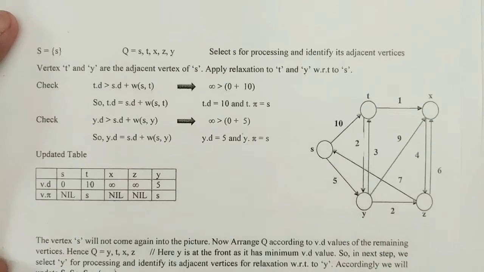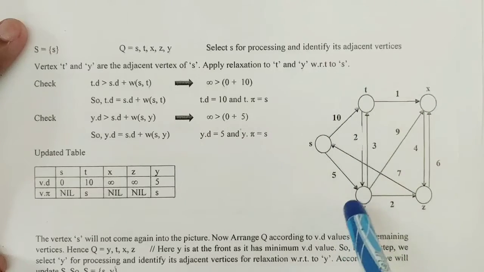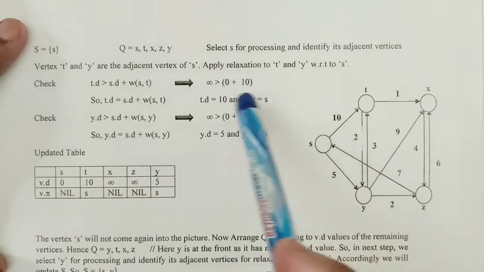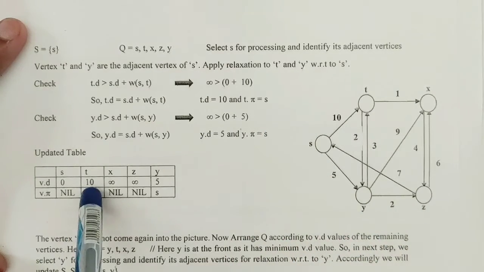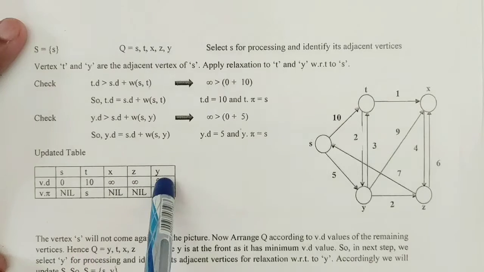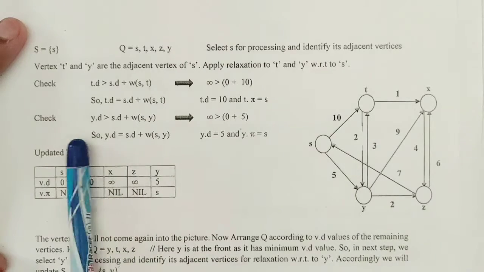Then S is removed from the queue. What are the remaining vertices in the queue? T, X, Y and Z. So T.D is found as 10, Y.D is found as 5 and the remaining two are infinity. So this is displayed here. Here it is 10, here it is 5. These two are the predecessor vertices. These are nil. So you remove it from the queue.